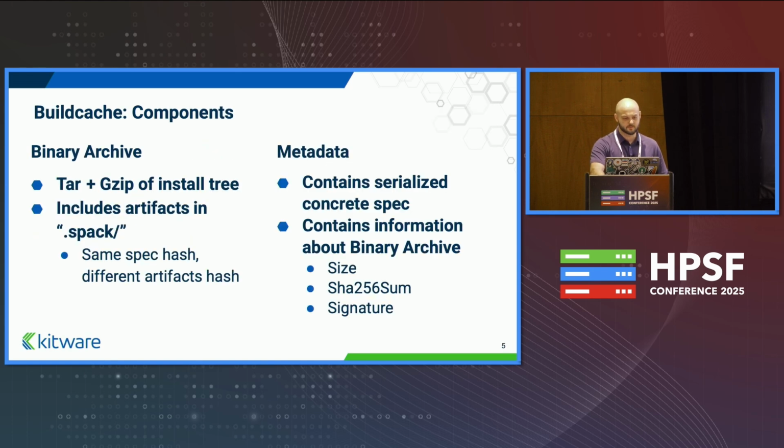Starting with trusted, here is a little overview of what's in a build cache. Every build cache entry for a concrete spec is composed of two components. The first is the binary archive, the tarred and zipped install tree. This includes the .spack information, which has some stuff that's not reproducible, so hashes can change between builds, and that'll be important later. The other part is the metadata: the serialized concrete spec, as well as metadata about the stored binary archive.